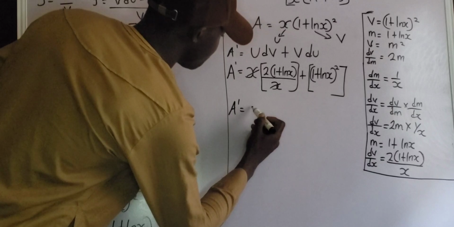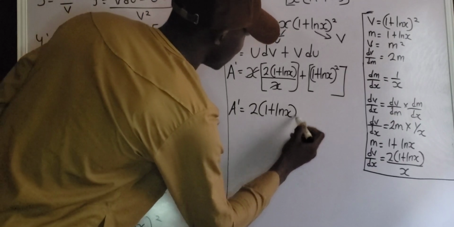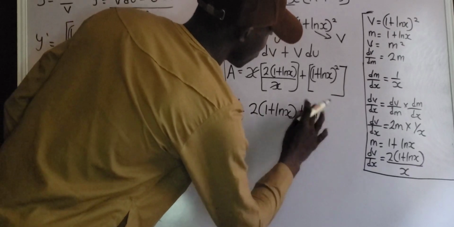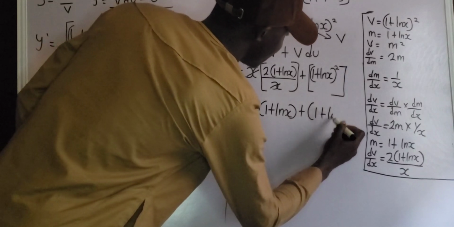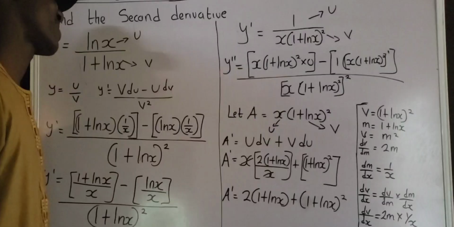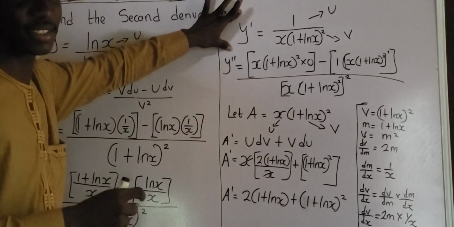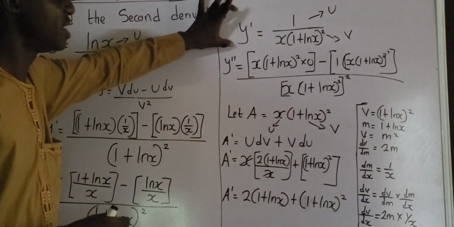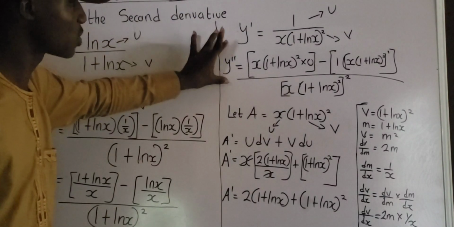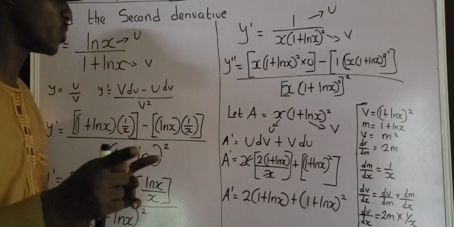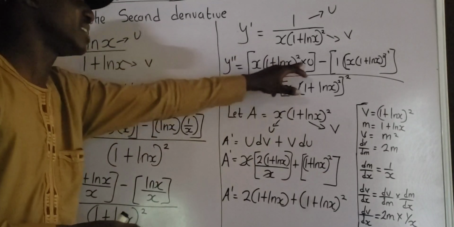I'm going to be left with 2 into bracket 1 plus ln x, plus (1 plus ln x) raised to the power of 2. I want you to pay attention, because this is where it starts. This is the first derivative of this function. In order to take the second derivative, we make use of the quotient rule. According to the quotient rule, we multiply v, which is the denominator, by the derivative of the numerator.